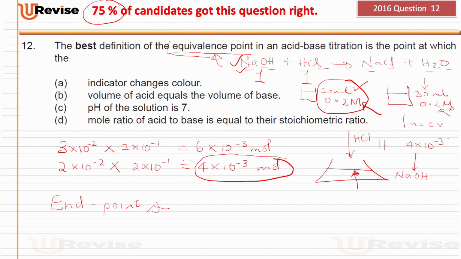A reads, the equivalence point is a point at which the indicator changes color. No, we say that's end point. This is end point, so that's completely out. B, the volume of acid equals the volume of base. No, the reaction is not per volume, it's per moles that you add, because substances combine in terms of moles.